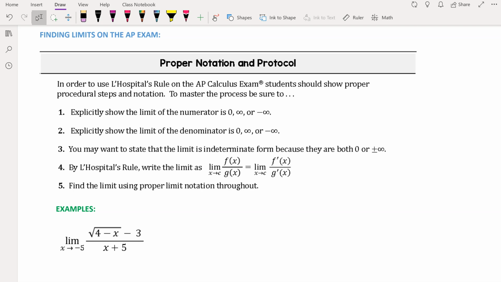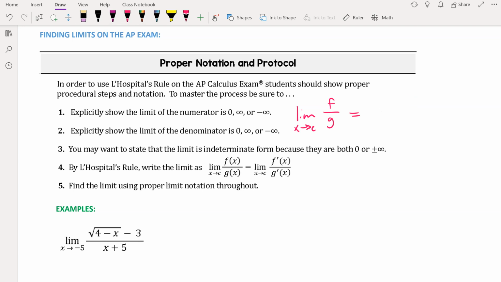So here we go. Proper notation for solving limits with L'Hopital's. You need to explicitly show that the limit of the numerator is 0, infinity, or negative infinity. Then you need to explicitly show that the limit of the denominator is 0, infinity, or negative infinity. So here's the thing, y'all. AP graders do not let you write, oh, the limit as x approaches C of f over g equals 0 over 0. This is fake math. Nothing can actually equal 0 over 0.